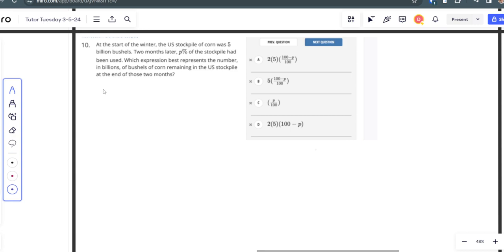SAT question says at the start of the winter, the US stockpile of corn was 5 billion bushels. 2 months later, P% of the stockpile had been used. So what represents the number in billions of bushels of corn remaining in the US stockpile at the end of those 2 months?